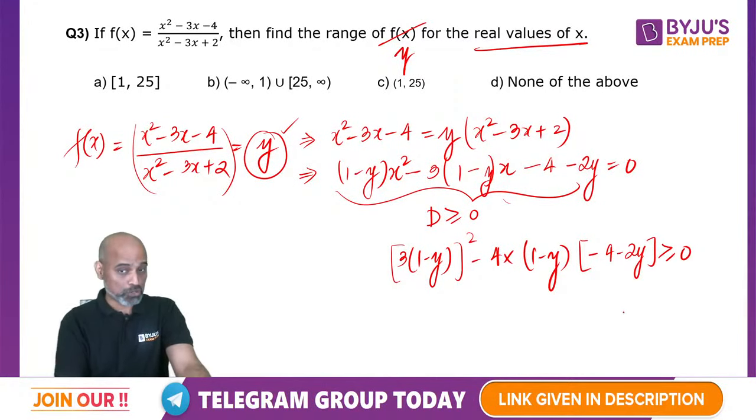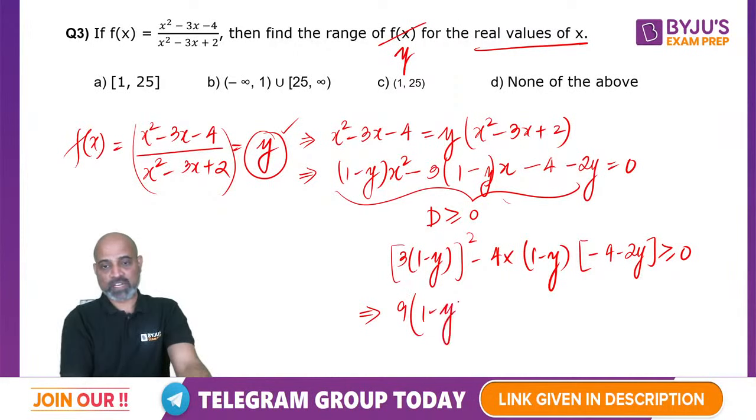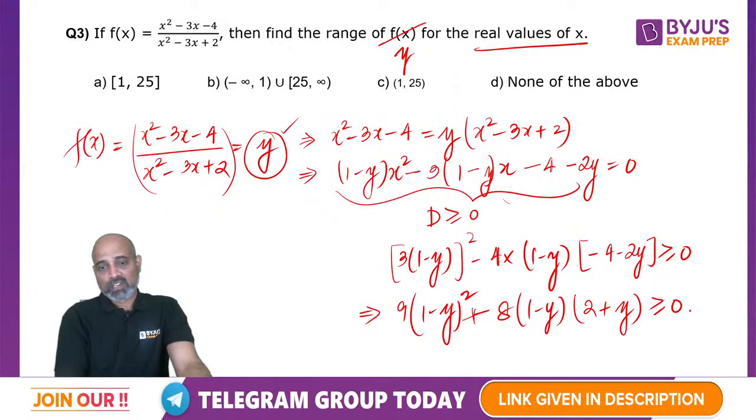So the kind of question which I will mark using the options, solving it, and because of the none of the above, I am not actually going to solve this question in the exam. Not worth it, right? So this is 9 times 1 minus y square minus 4, and the other 2 will come outside, so it will become plus 8 times 1 minus y, and I will have here 2 plus y greater than or equal to 0. This is going very long.